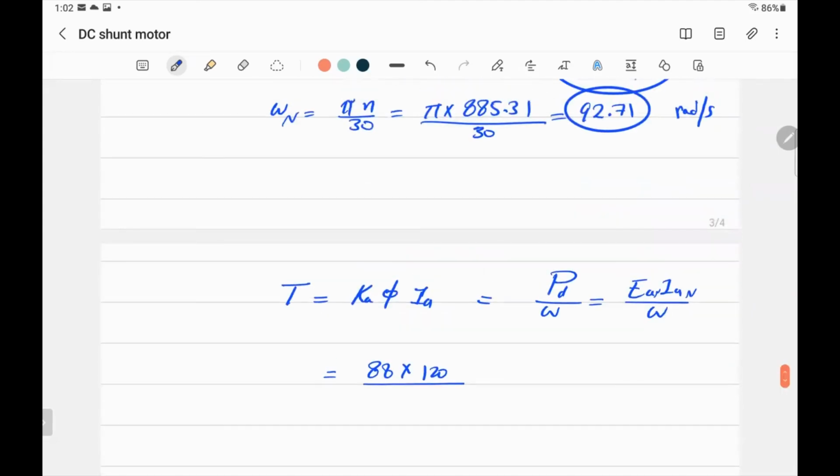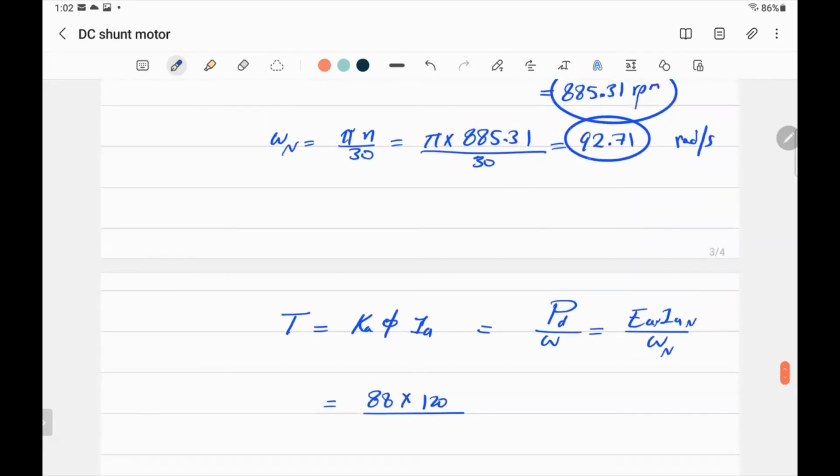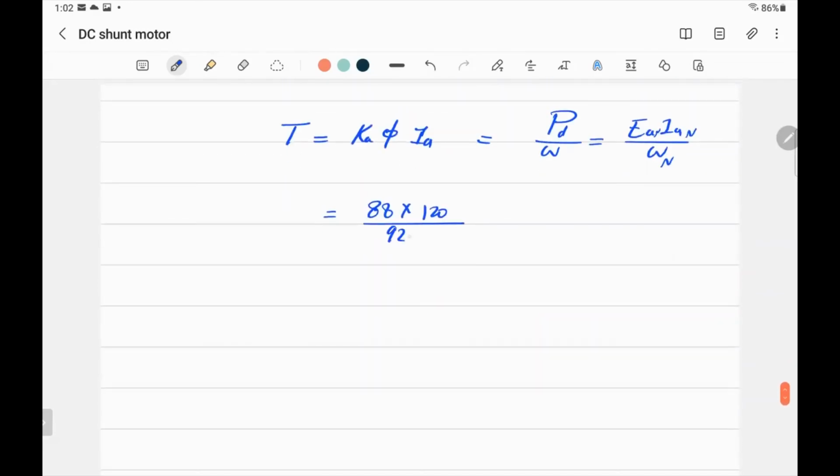And omega we just got for the nominal load, 92.71, equal to 113.9 newton meters. So that's the electromagnetic torque. You have to be sure about that, developed torque or electromagnetic torque. Sometimes you write it as Te only, electromagnetic torque. All right. That was the second: you want the speed, the electromagnetic torque, and then you want the efficiency.